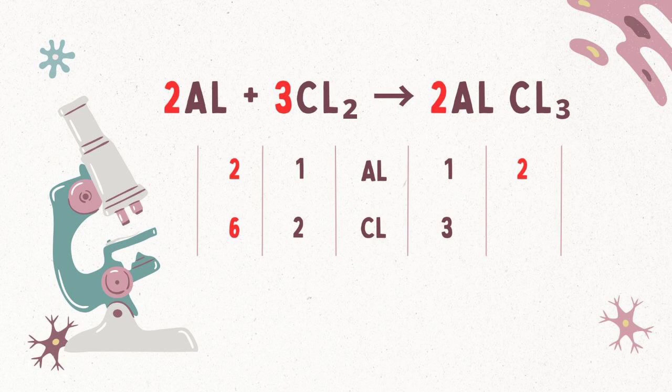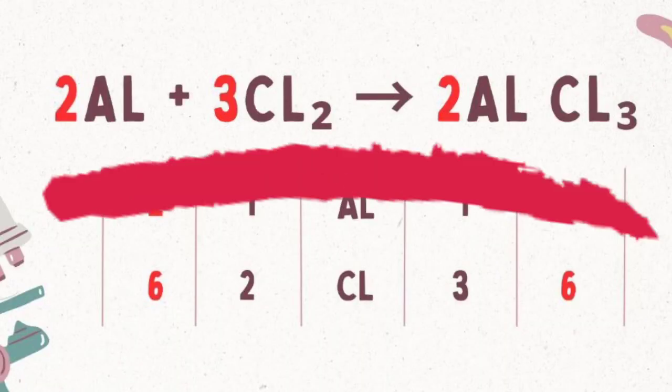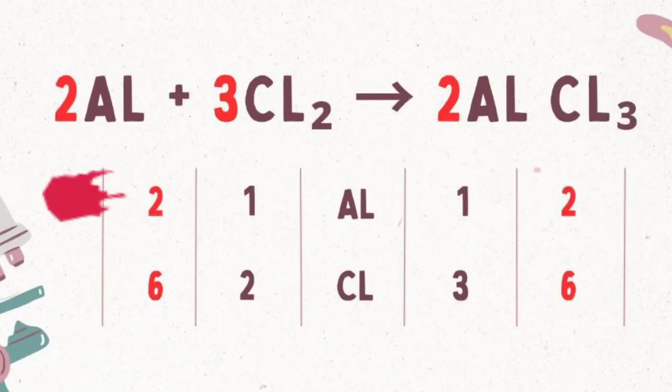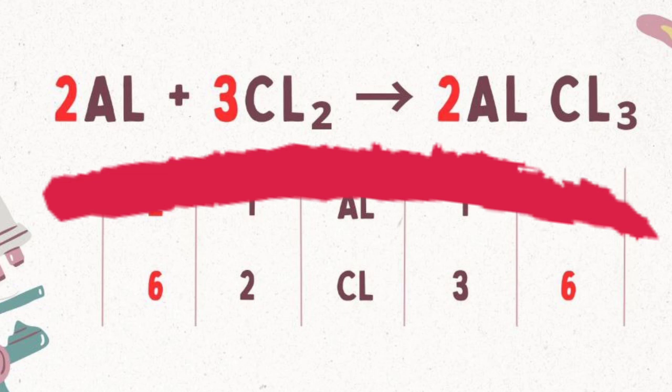Next, let's check our product if it has the same value of chlorine as our reactant. So since it has a coefficient of 2 and a subscript of 3, it will be 2 times 3 is equal to 6. And now, our example is equally balanced. The final answer is 2Al plus 3Cl2, 2AlCl3.